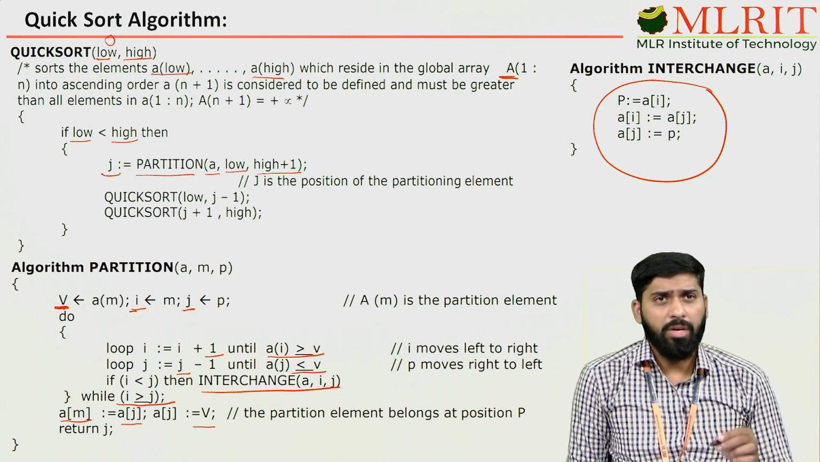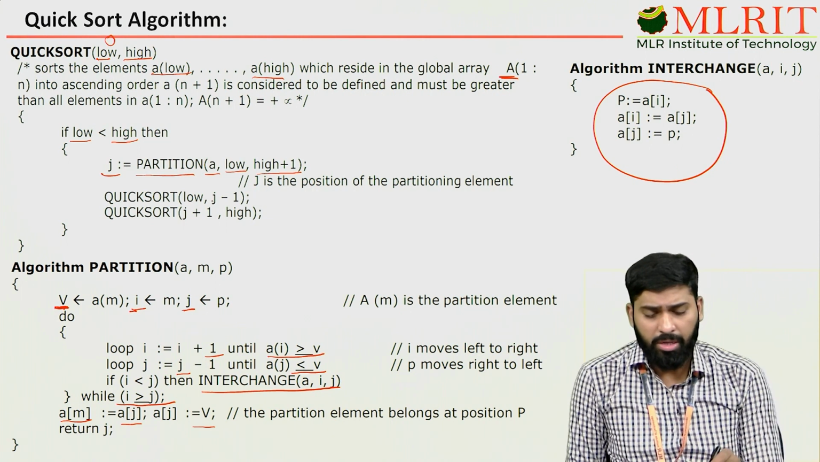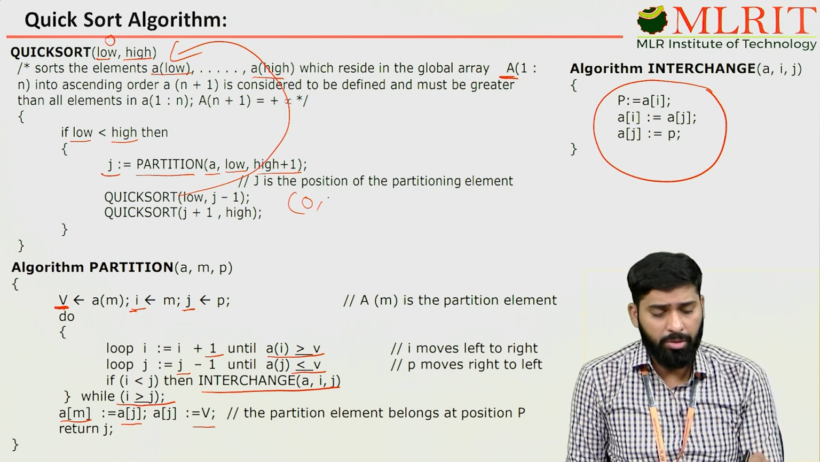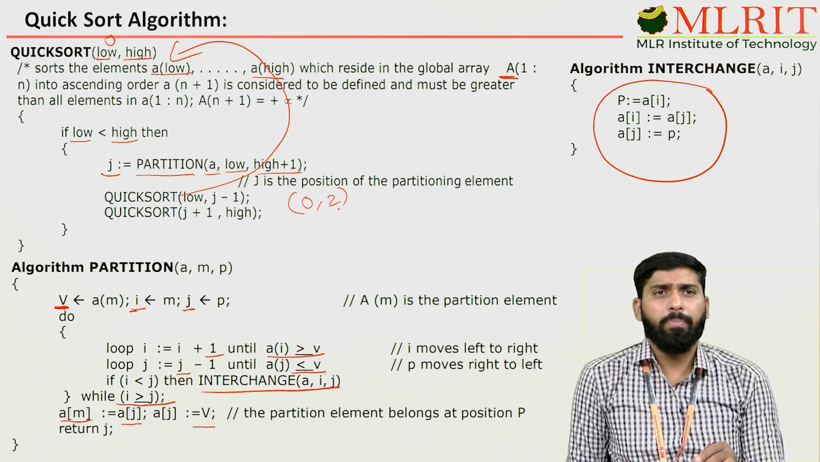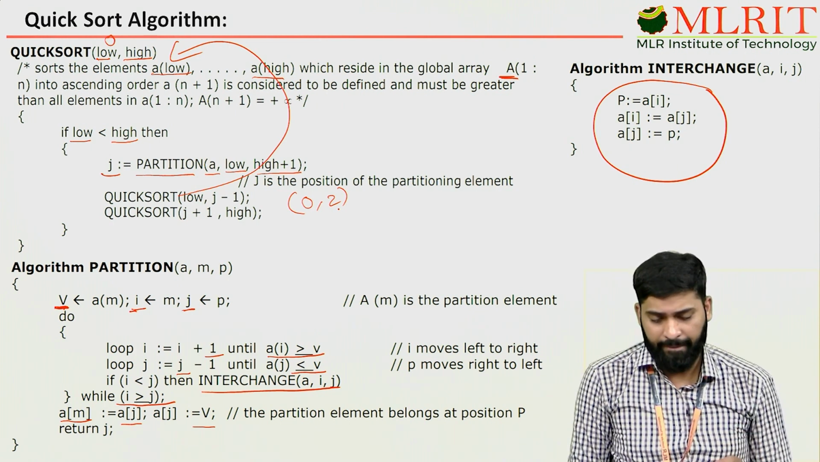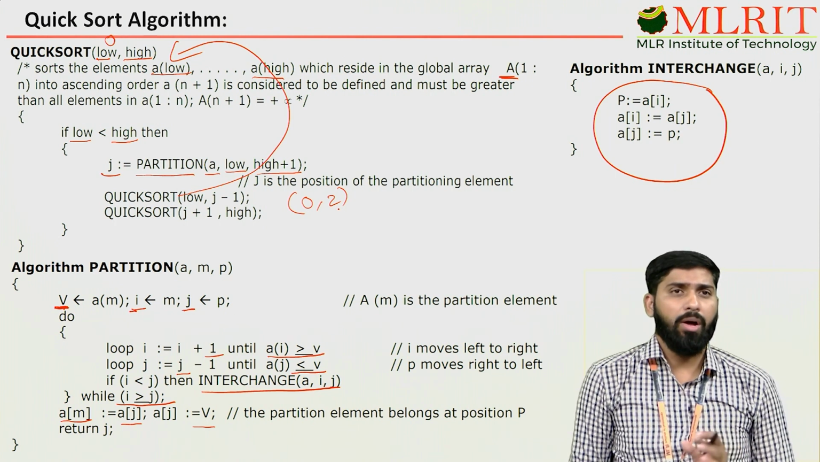Okay, so now in the next iteration we call the same quicksort. The same quicksort is called here. Now quicksort low. What is low here? 0, comma, it returns J minus 1, which is 2. Okay, now we are applying the same algorithm on 0 to 2. Okay, so this is about the algorithm.